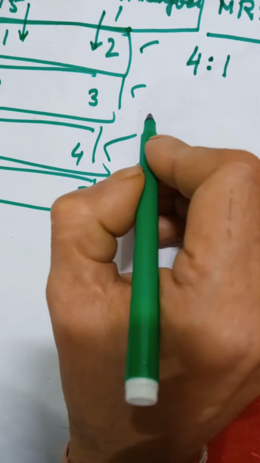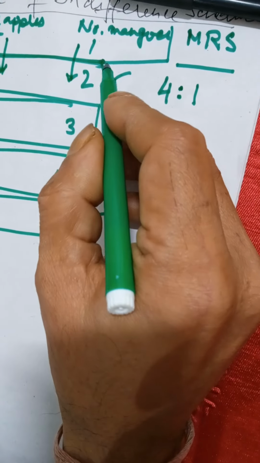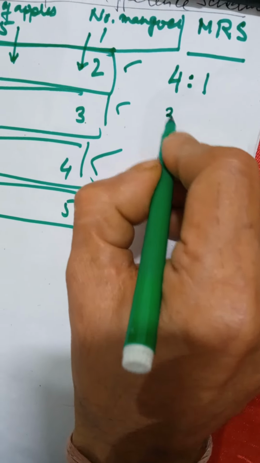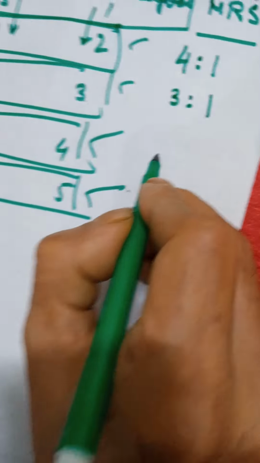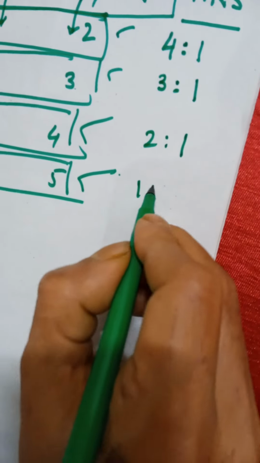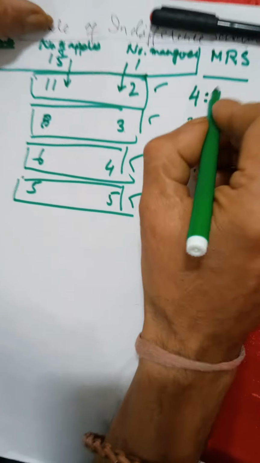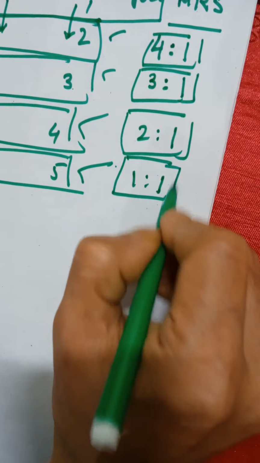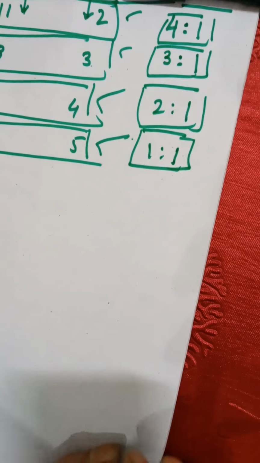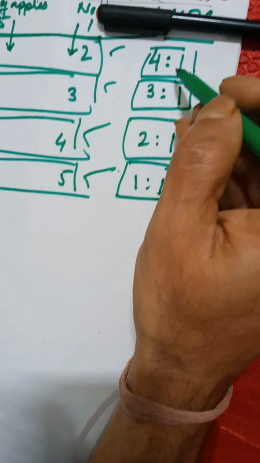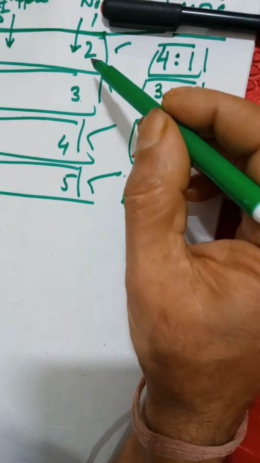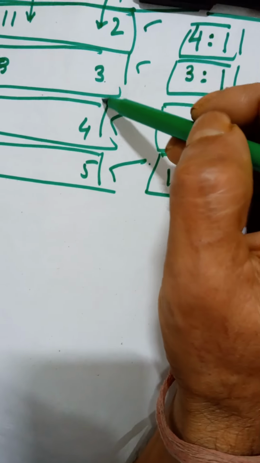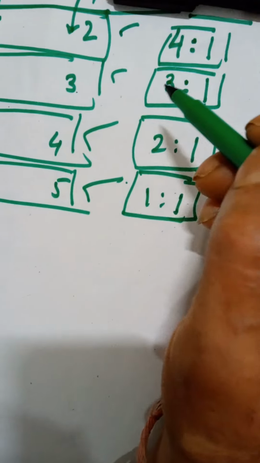In this stage, the consumer acquires 1 more mango by sacrificing 3 apples. So the ratio is 3:1. Here it is 2:1. Here it is 1:1. This is called marginal rate of substitution. Now you can see that the marginal rate of substitution is falling as the consumer is consuming one commodity by one additional unit. Now why is this happening?